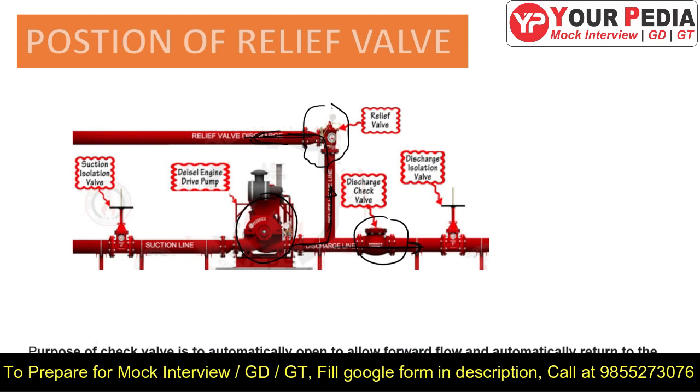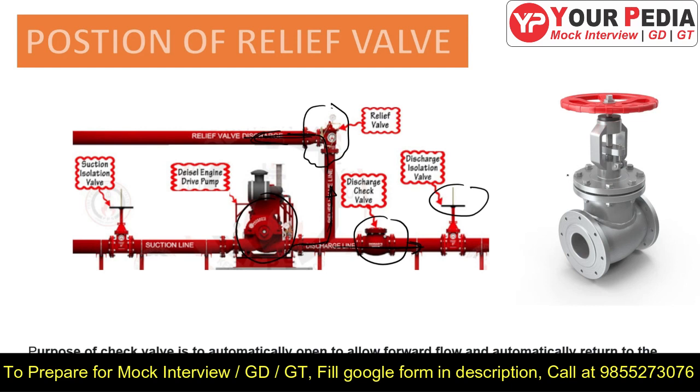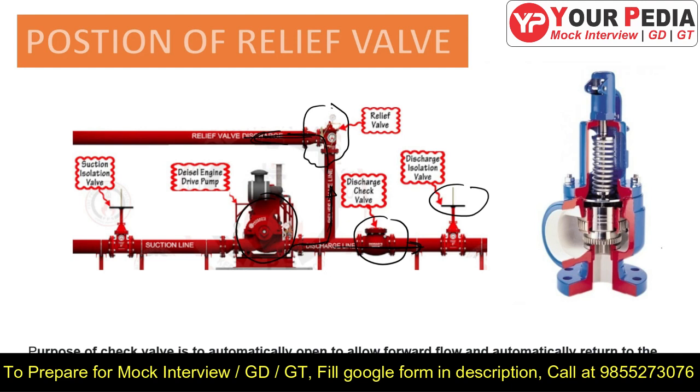So here you can see the purpose of the check valve is to open automatically to allow the forward flow. The isolating valve you need to open by using a wheel-shaped handle, and this one will open automatically, allow the forward flow, and automatically return to the closed position to prevent the reverse flow when the pump is not in operation. And here you can see this is the isolating valve, you must have seen this kind of valve, and this is a relief valve. Here you can see a spring is attached, so when the pressure starts developing, it applies force on this valve, and when the pressure rises above a certain set value of this valve, the excess fluid will go through this line.